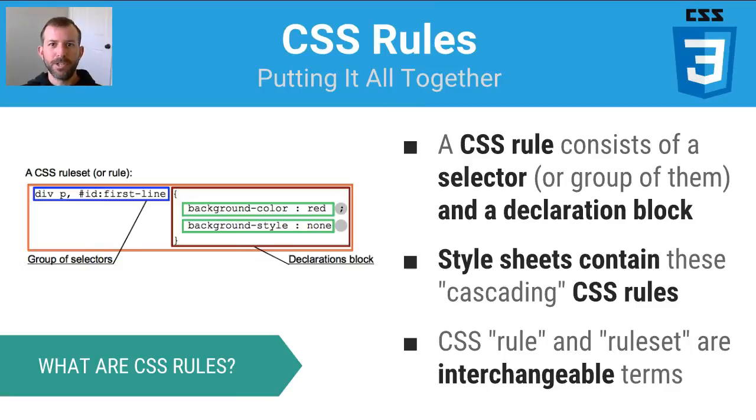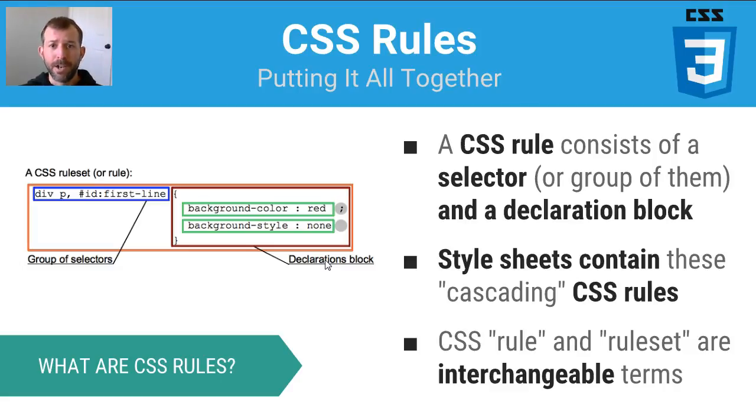So let's take a moment to put all this together. What is a CSS rule? A CSS rule is this combination of selectors and declaration blocks. So what happens is the selector is saying, what do I want to style? And the declaration block is saying, how do I want to style it? It's important to understand that this is really all CSS is. You're creating CSS rules. You're deciding what on the page do I want to style and how do I want to style it.